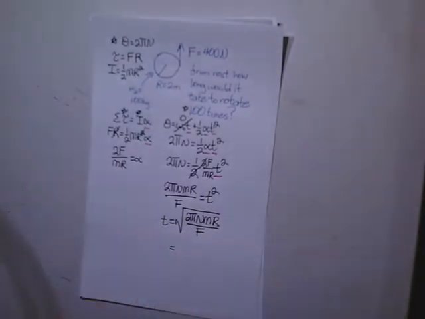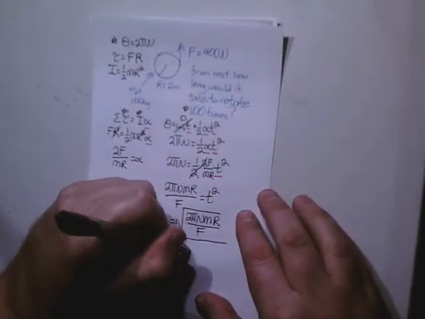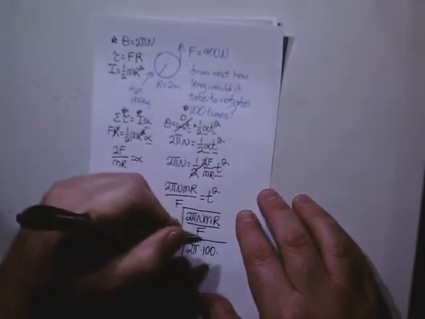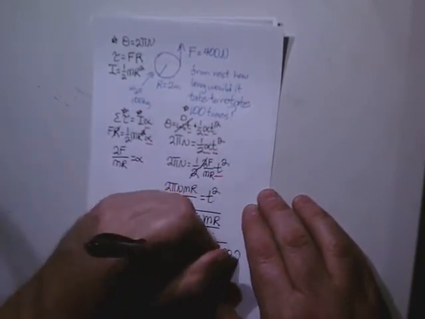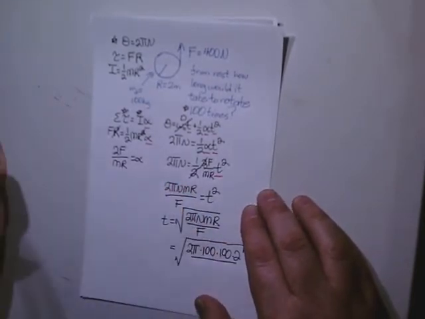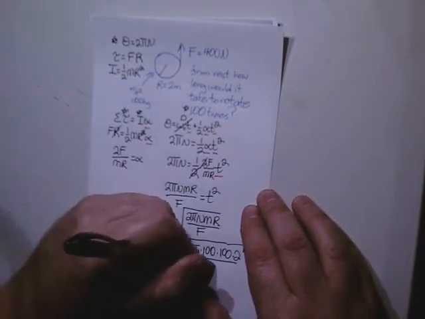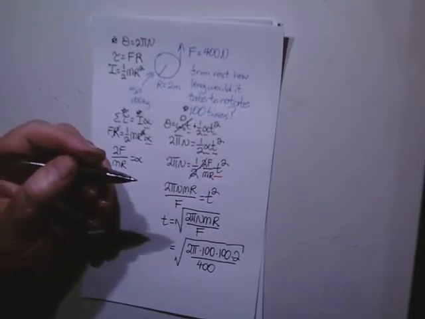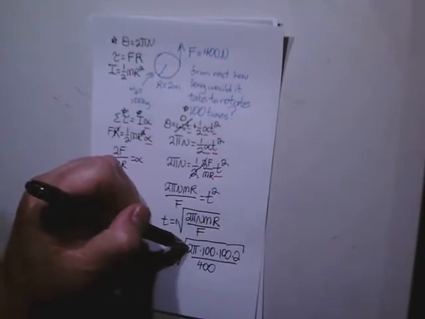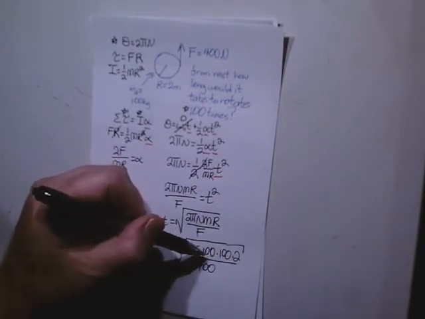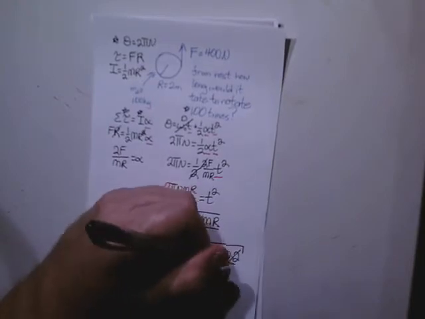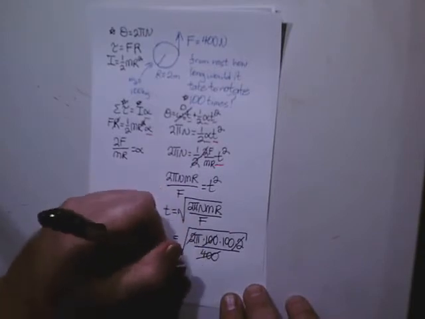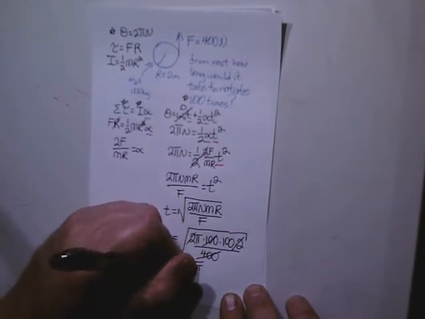And this gives me, oh wait, now I am allowed to plug and chug. 2 pi n is 100, m of the disk is 100, r is 2, and then f is 400. And also the other thing that I really love to do is write my problems where stuff cancels out. 2 times 2 is 4, times 100 is 400. So those cancel with that. So the answer is square root of 100 pi, or 10 times the square root of pi.